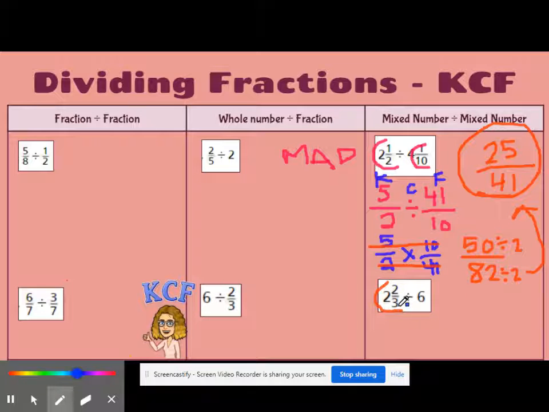All right, so this problem, when I want to make it mad, I'm going to multiply. 3 times 2 is 6. 6 plus 2 is 8. So I have 8 over 3.